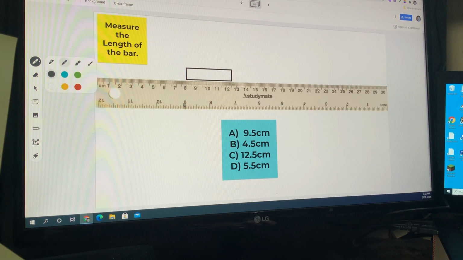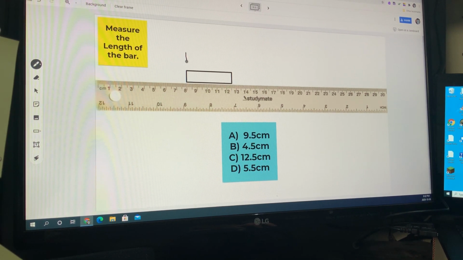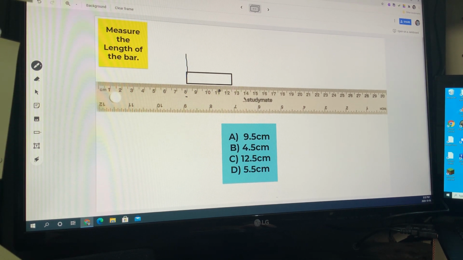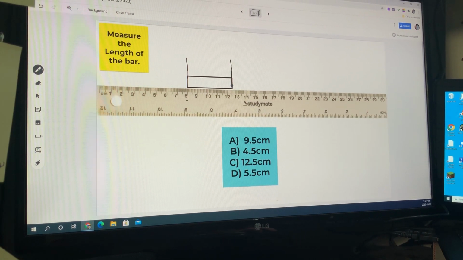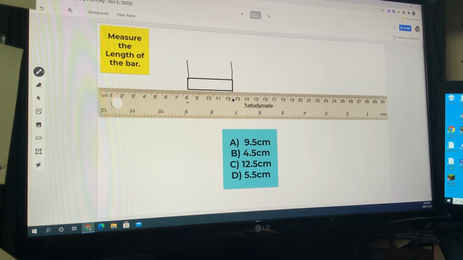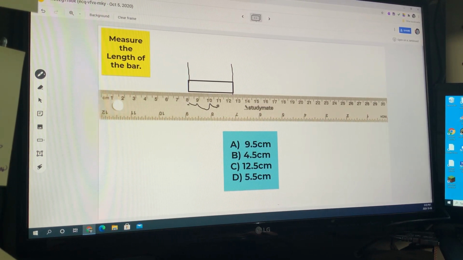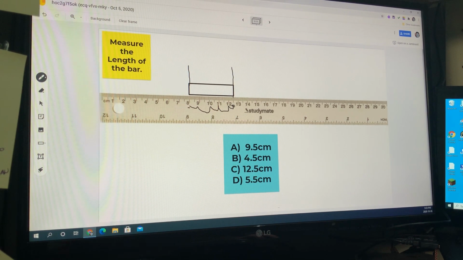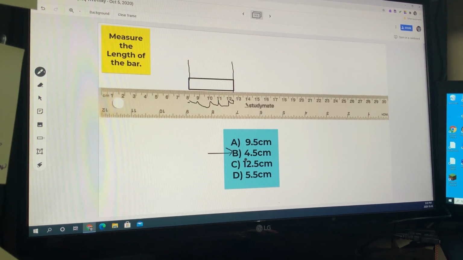Hi guys, here's the problem. It starts not at 0 but at the 8 centimeter mark. So you need to count the centimeters until you get to this part. You also have to recognize that this is in the middle, so it's 12.5. So let's just count: 1 centimeter, 2 centimeter, 3 centimeter, 4 centimeter, 4.5. So the correct answer is B, 4.5 centimeters.